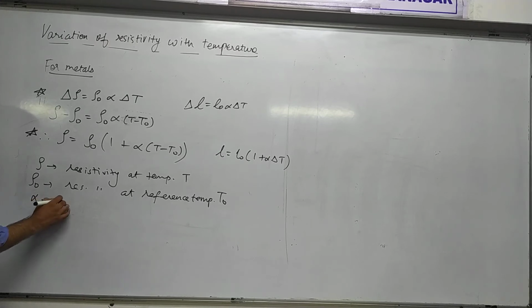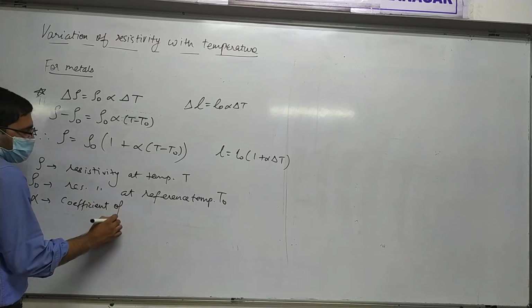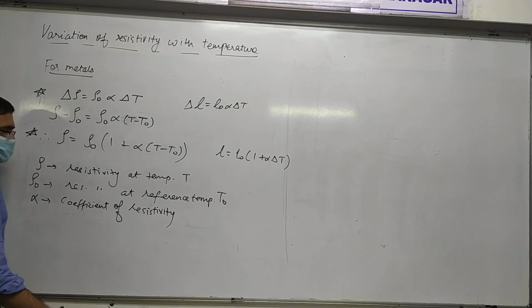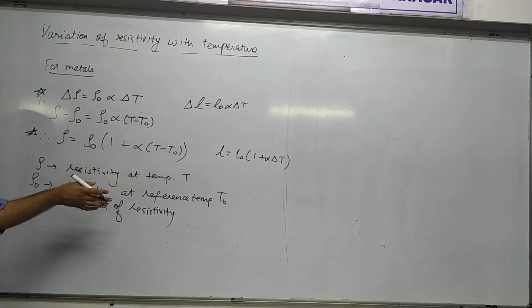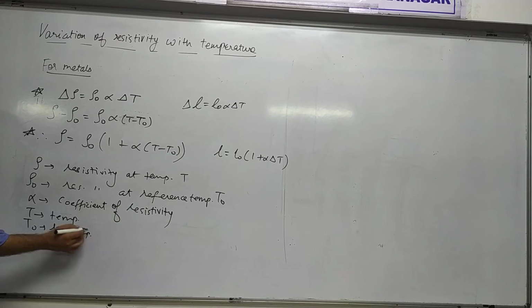Alpha is called the coefficient of resistivity. Actually, this is an incomplete name. The whole name is coefficient of resistivity change with temperature. That is, it tells you how resistivity changes with temperature. T is for temperature, of course, and T0 for reference temperature.